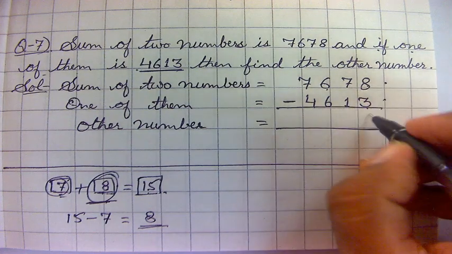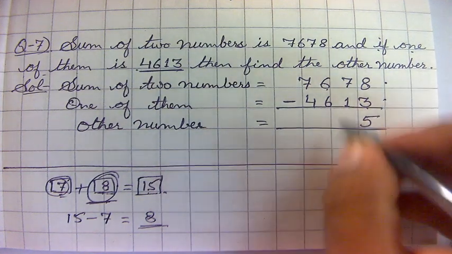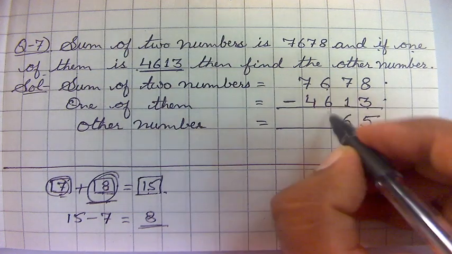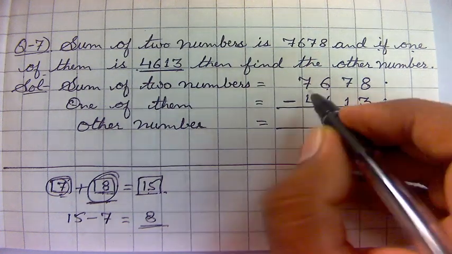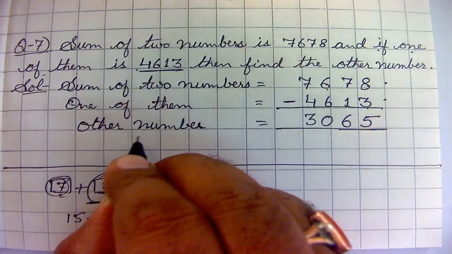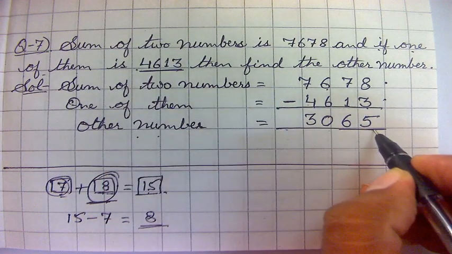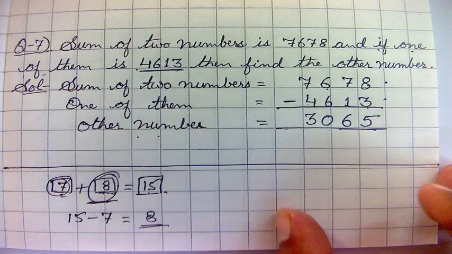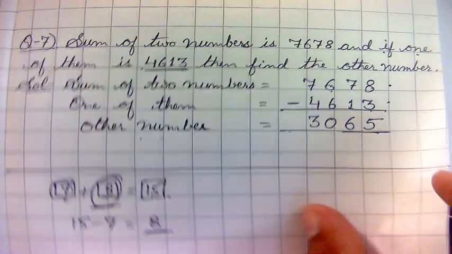So 8 minus 3 gives you 5, 7 minus 1 gives you 6, 6 minus 6 is 0, and 7 minus 4 is 3. So the second number, the other number is 3065. So this is question number 7. Now let us move towards question number 8.